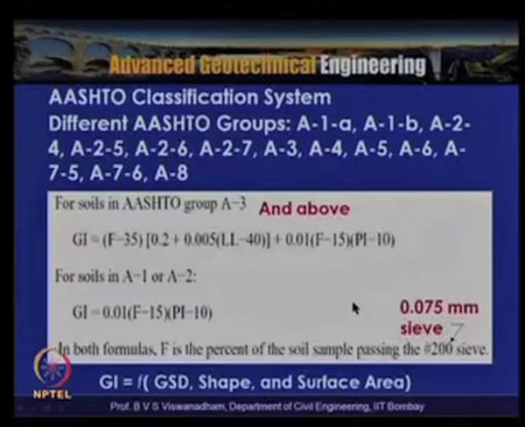The GI is nothing but a function of grain size distribution, shape and surface area. The group index depends upon the surface area, so the higher the surface area, the more the group index can get affected. Then the shape of the soil particles, and then the grain size distribution data.